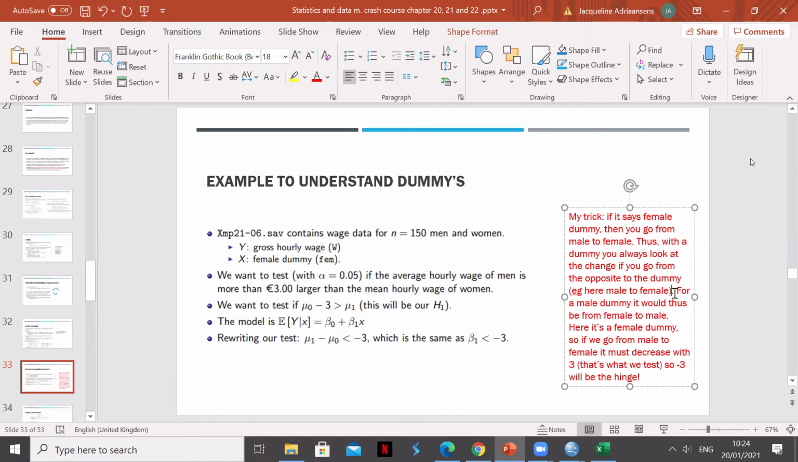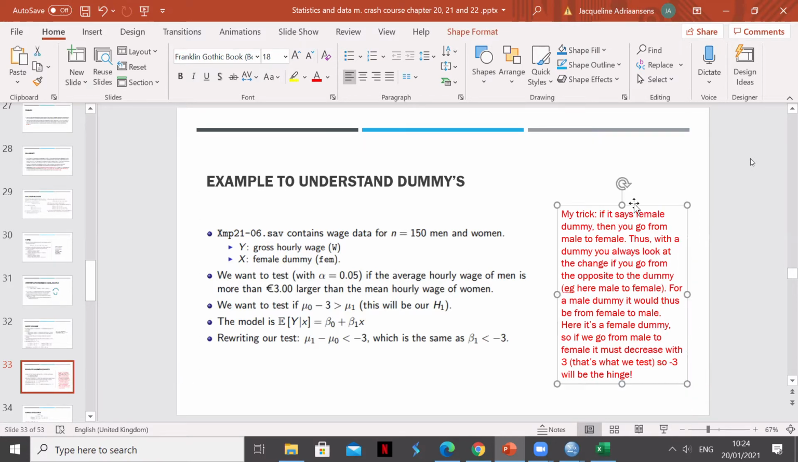I don't know if you guys understand it the way I formulated it, but for me it sounds logical. If you don't, please ask, I'll explain it again, because this is an important part to understand regarding dummies. And for male dummy, it would thus be from female to male. So the beta 1, if you have a male dummy, means going from being female to a male.